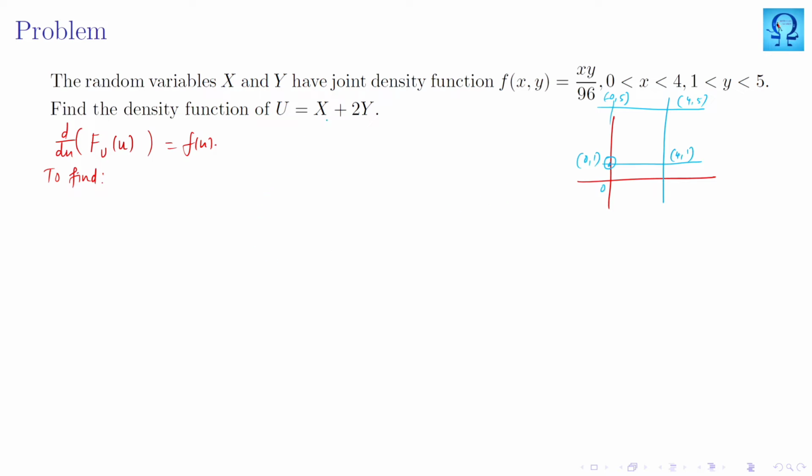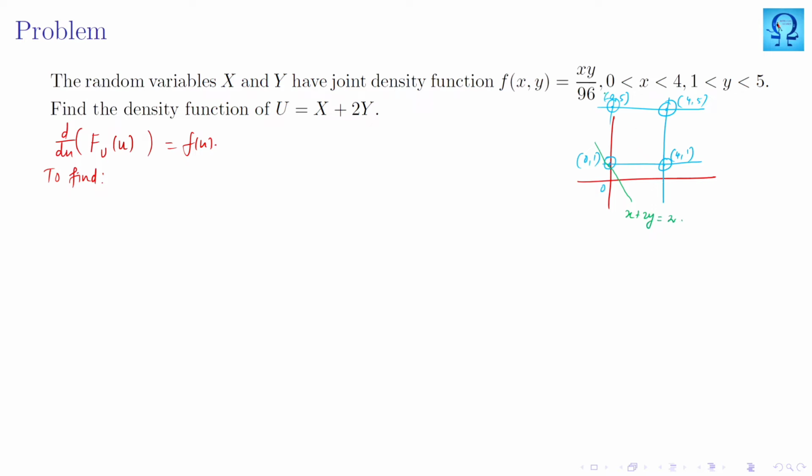Our function is x plus 2y. So if it is passing through the corner points of this region, through which we are going to find all the possible values of U. If it is passing through this point, then x plus 2y is what? 2.